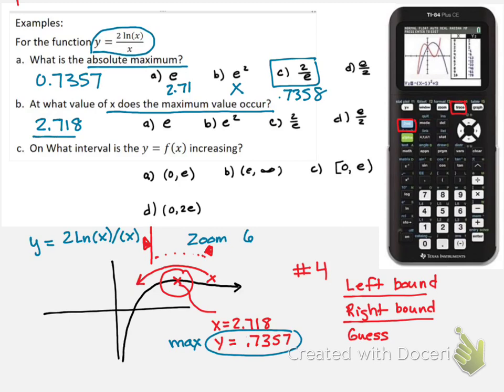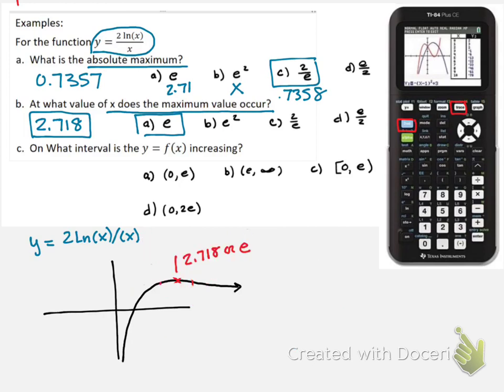Notice we got 2.718. Well, that is e. So that's the answer to part B. And now we'll take a look at part C. So for this last part you're asked, on what interval is f of x increasing? Well, f of x is increasing when it's going up. So it's going up here all the way until it gets to the maximum.